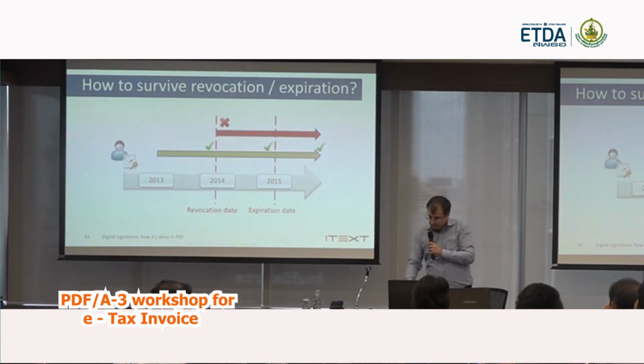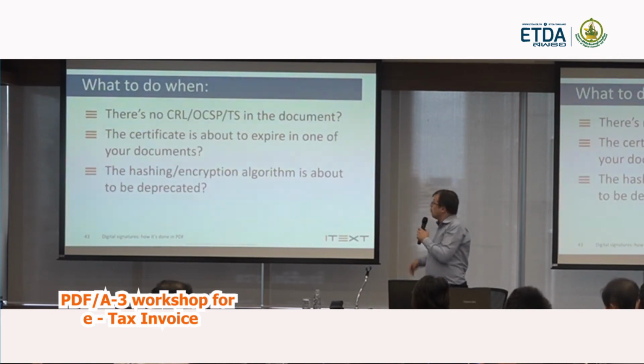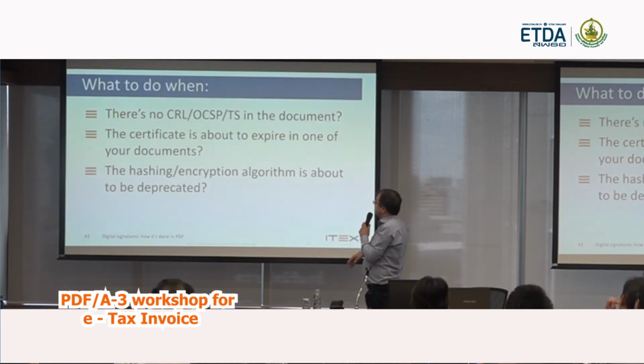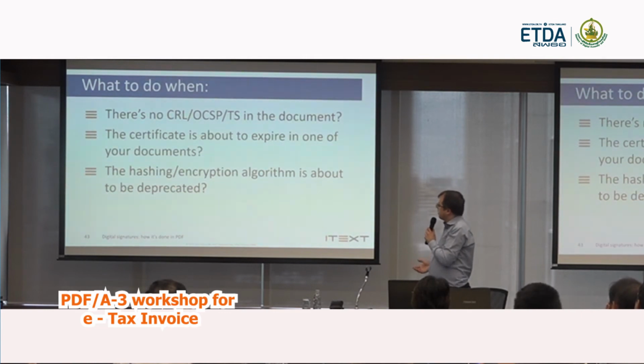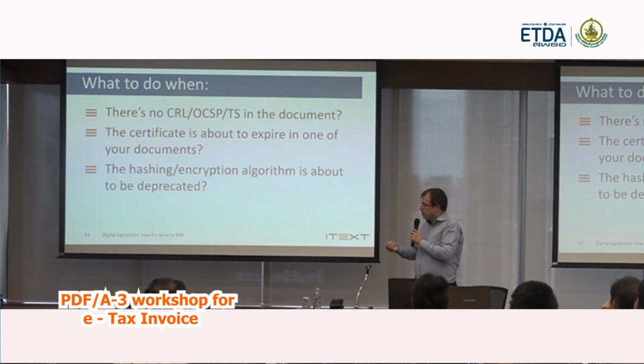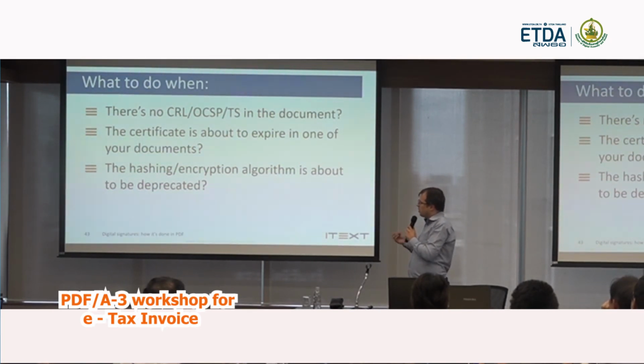Now, what to do when there's no CRL, no OCSP, no timestamp in your document? And what to do if the certificate is about to expire in your document? Or if a hashing and encryption algorithm is about to be deprecated? Like, what can you do if you have a document that was signed with the SHA-1 algorithm, and suddenly NIST tells you the SHA-1 algorithm is flawed? How do you fix that?